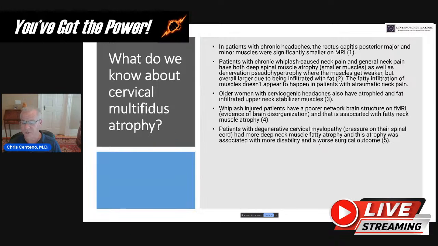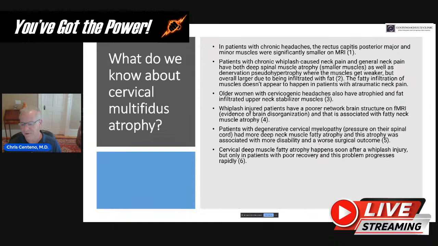And we know that patients with cervical myelopathy, and that's where the spinal cord is getting pinched, have this type of fatty atrophy, and that's associated with more disability and a worse surgical outcome. We also know that this kind of atrophy happens relatively soon after a whiplash injury, but only in the patients with poor recovery. So that's interesting. You can separate whiplash patients out by recovering quickly or poorly solely based on this atrophy, and that makes sense, right? Because once you get this atrophy, things aren't moving correctly, and once you're down that road, you're hurting that vertebra more and more because of that atrophy.